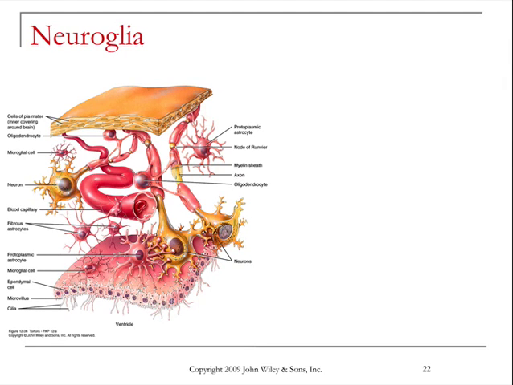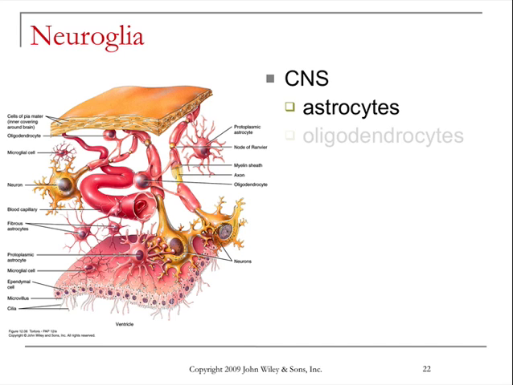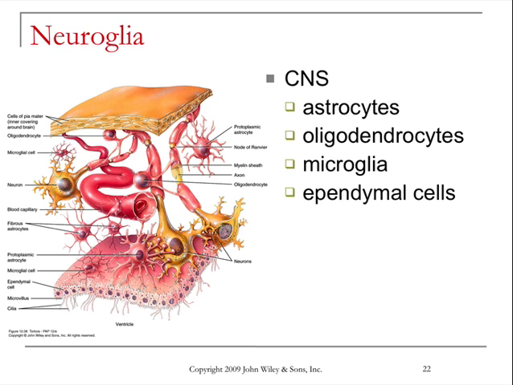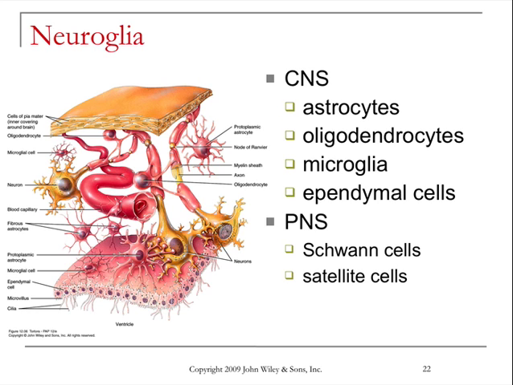You'll remember that earlier we mentioned the fact that nervous tissue consists of two types of cells, neurons and neuroglia. Neuroglia is also referred to as glia. In the central nervous system, these are the types of cells that are considered neuroglia: astrocytes, oligodendrocytes, microglia, and ependymal cells. We will focus on oligodendrocytes and ependymal cells. In the peripheral nervous system, there are Schwann cells and satellite cells, and we'll focus on the Schwann cells.